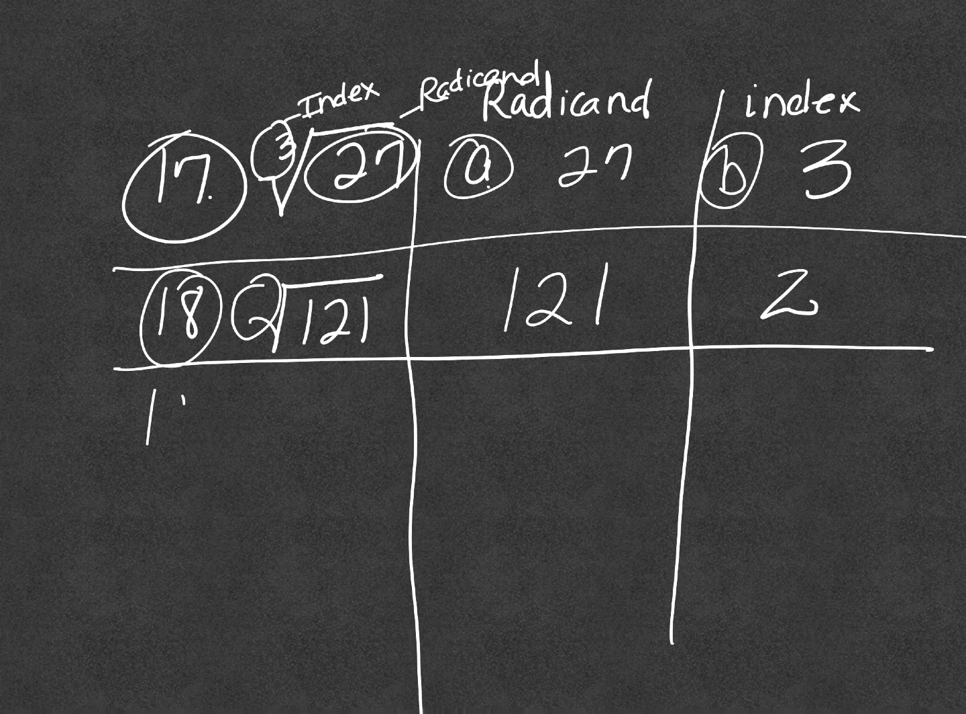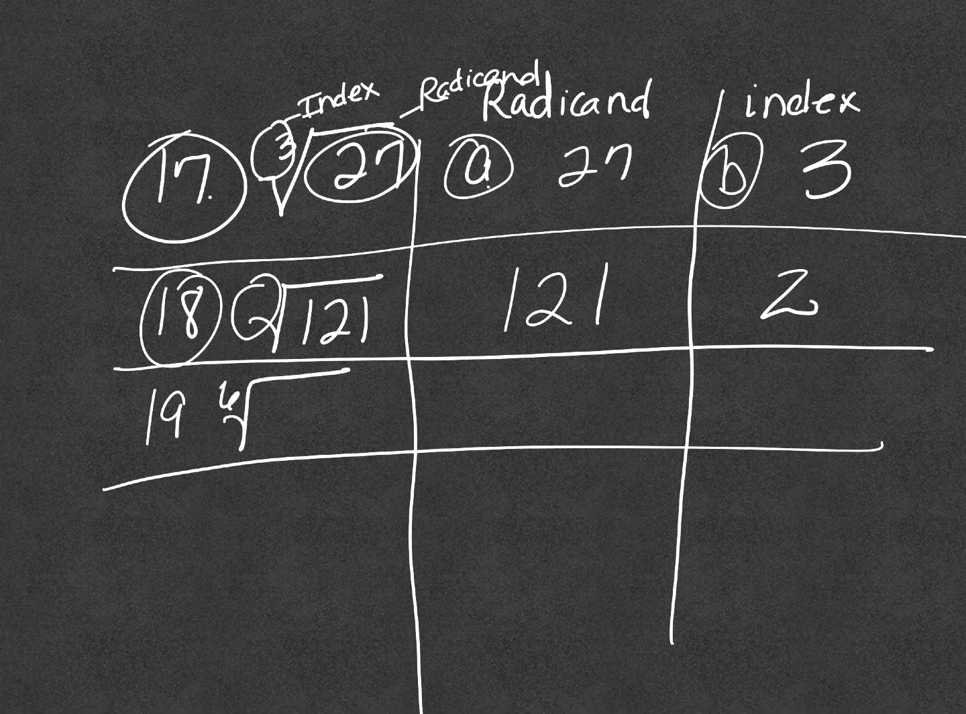All right, number 19. We have the 6th power of 64. So what is your radicand? 64. Okay? What is your index? 6. Everybody see that? Because you'll need to know that.